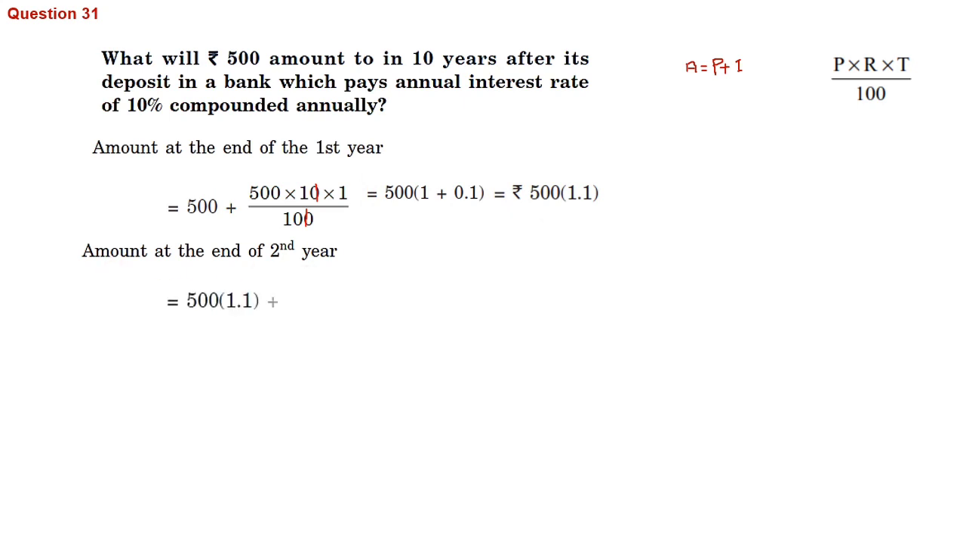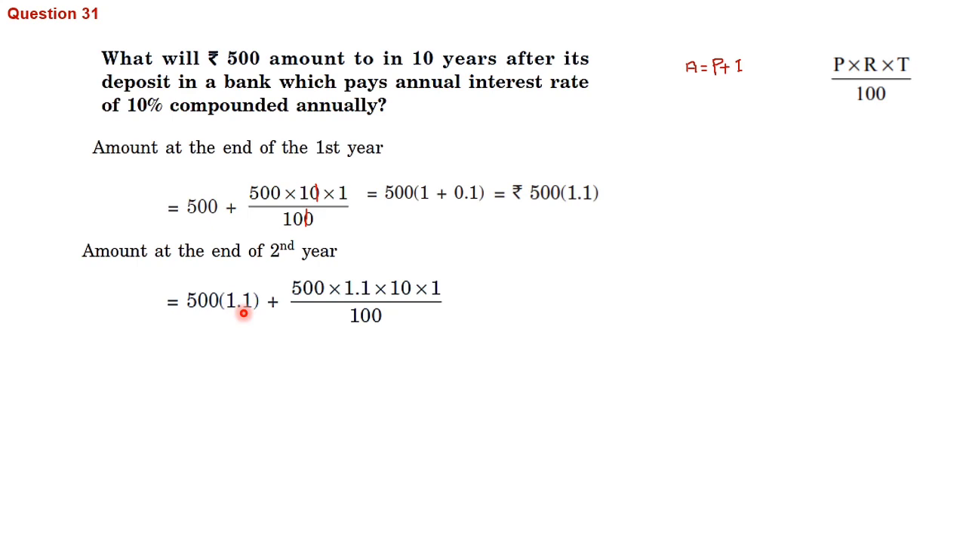Then the amount at the end of the second year. Here our principal amount has changed, because at the end of the first year we have got this much. So that will be the principal amount for the second year. Initially 500 rupees was there. That 500 rupees after 1 year amounts to this money. This will be considered as the principal amount for the second year.